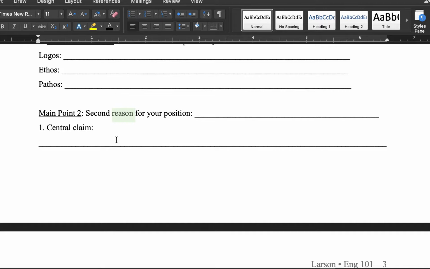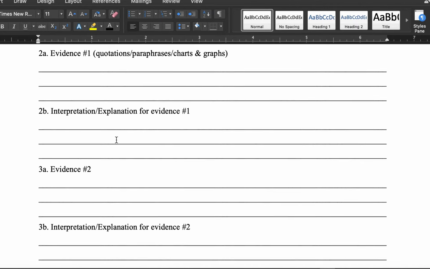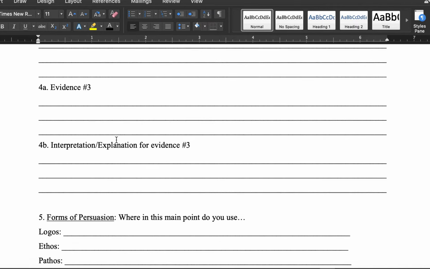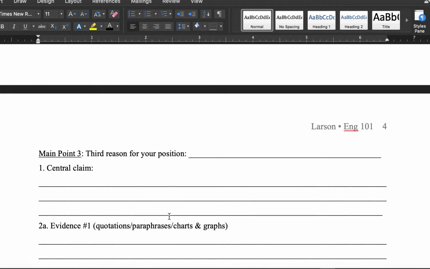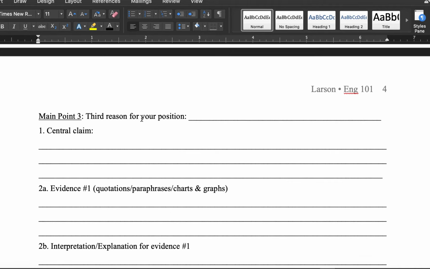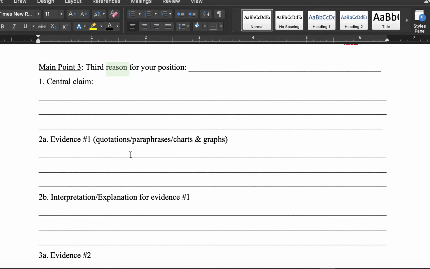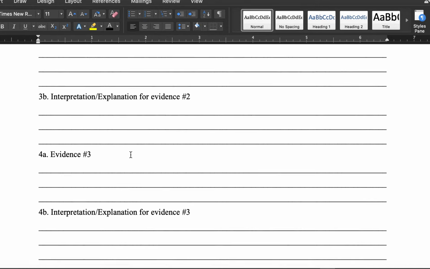That might go here. So I have room for my claim, and I again have room for 3 pieces of evidence and the interpretation of that evidence. And there's a spot at the bottom where I can explain where logos, ethos, and or pathos are being used. The same thing goes for main point 3. There's room for my third reason, room for a claim, room for evidence and interpretation.